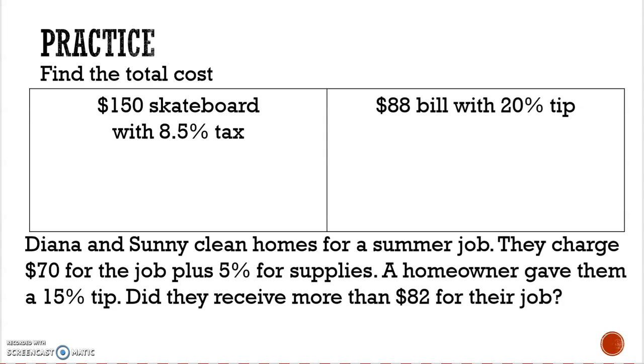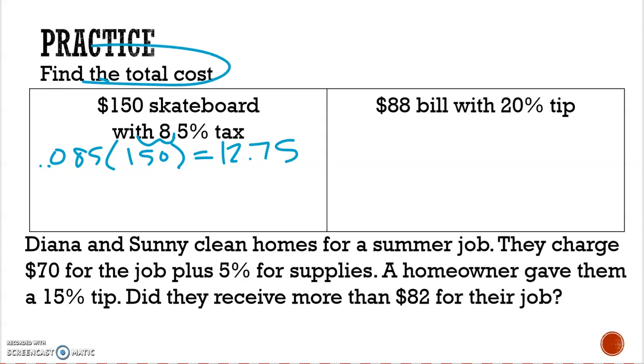All right, so here's your practice questions. Pause the video, try these on your own, and unpause it when you're ready to check. Okay, you're buying a skateboard for $150 at 8.5% tax. So we're going to move this 2 to the left, so it's going to be 0.085 times 150, and that's going to give us $12.75.